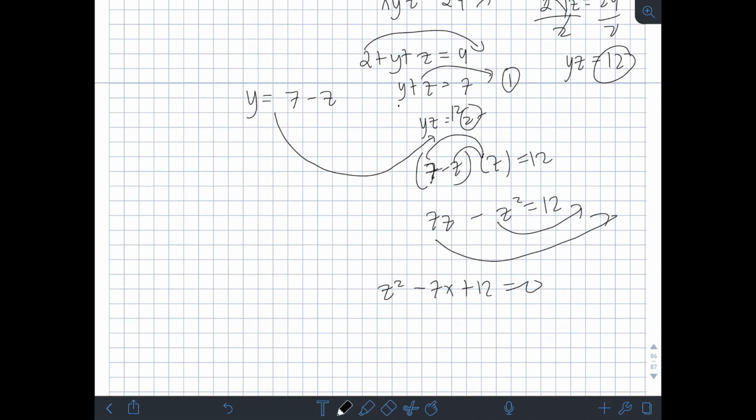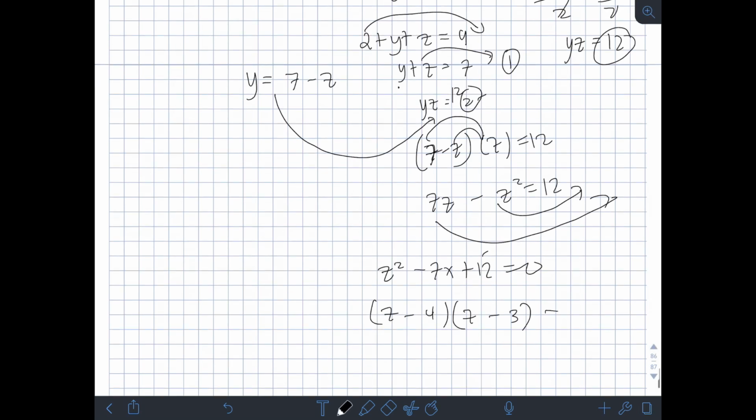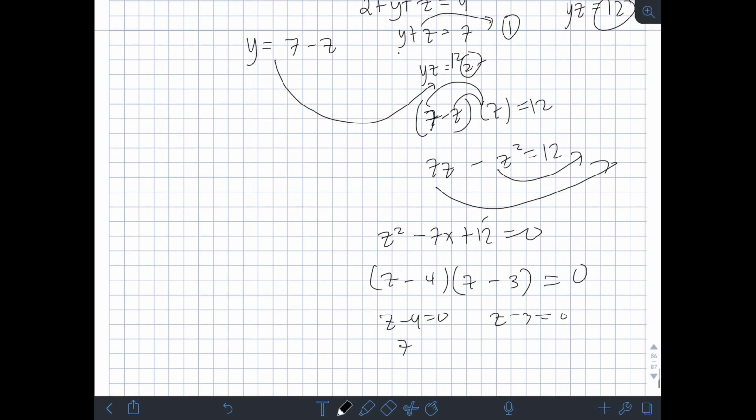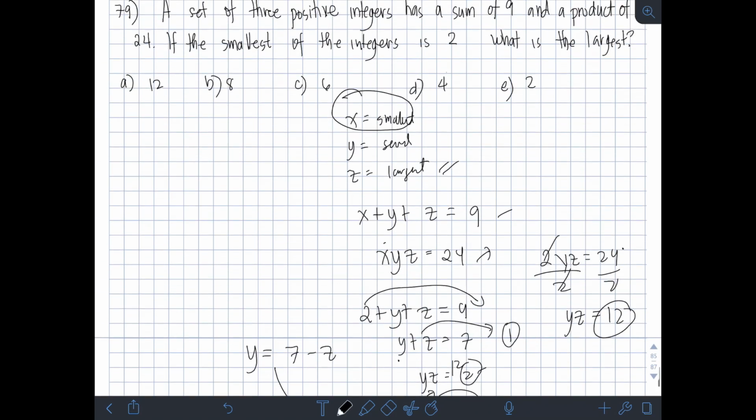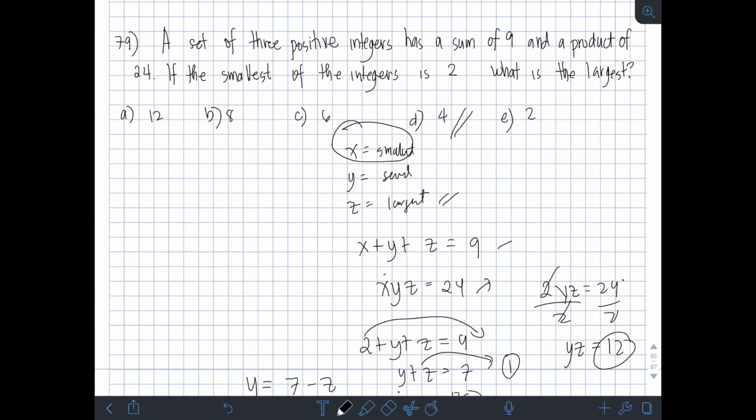So, meron tayong quadratic equation. So, solve natin by factoring. So, we have z. Factors of 12 na pag inadd natin is negative 7. Pwedeng negative 4 and negative 3 equal 0. So, equating each factor to 0, so we have z can be 4 and z can be 3. So, kuhain natin yung mas malaki kasi largest, 4, right? So, therefore, the answer is D.